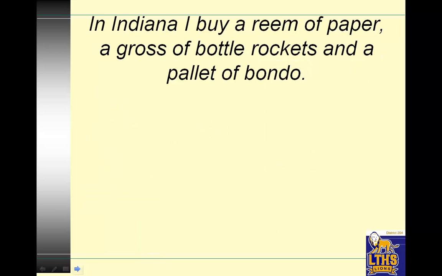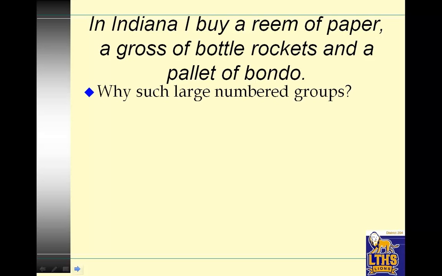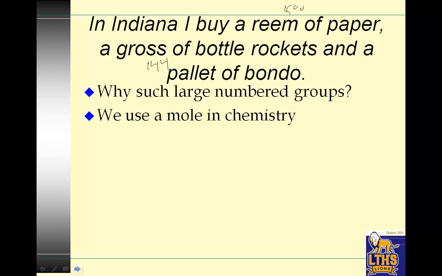So when I talk about counting them, in Indiana, I buy a ream of paper, that's 500 sheets, a gross of bottle rockets, that's 144, and a pallet of Bondo, that's enough for 3 cars. Why such large numbered groups? Why do I have 500 in a ream and 144 in a gross of bottle rockets? Because we are counting small stuff. A bottle rocket's pretty small. You can hold a gross of bottle rockets in your hand. You can hold a ream of paper in your hand.